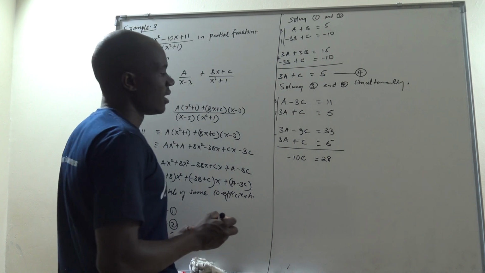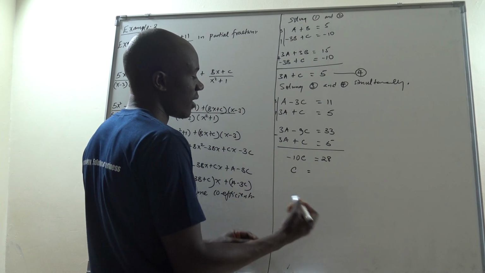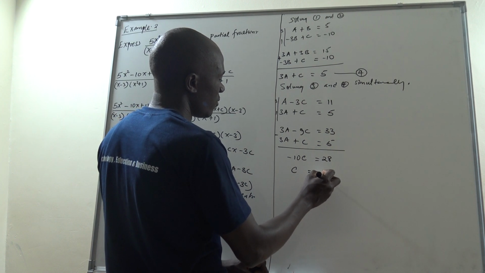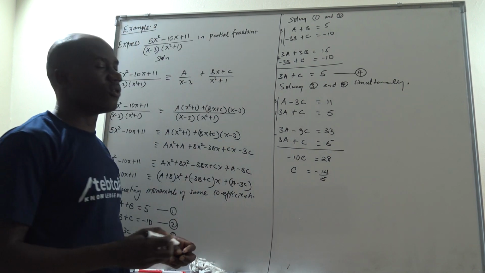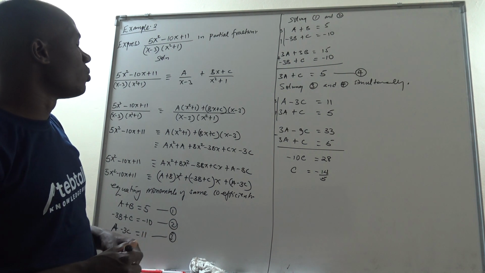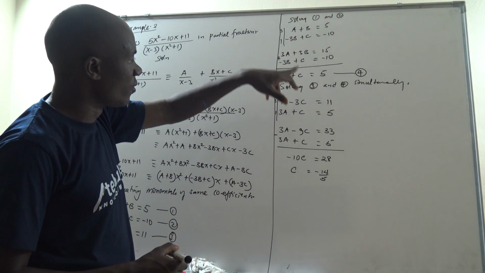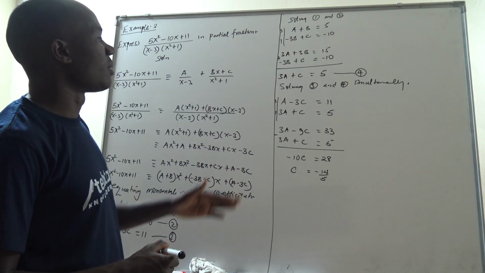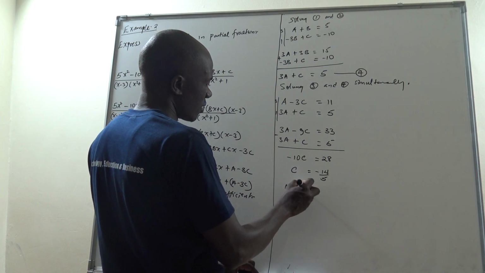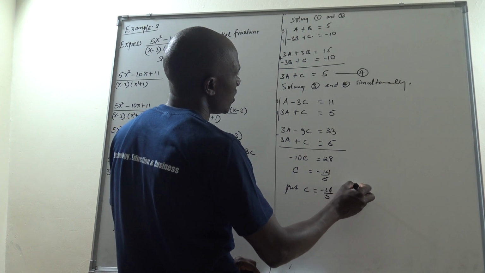Now we divide out by negative 10. C alone can reduce even by 5. So I'm going to get negative 14 out of 5. That is the value of C. As we have got the value of C, we can substitute in to obtain the value of A. Put C equals negative 14 out of 5 in equation 4.